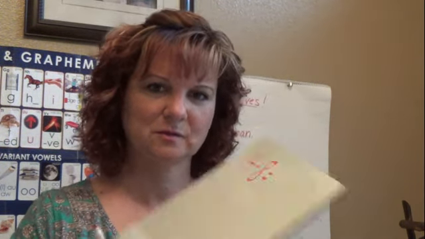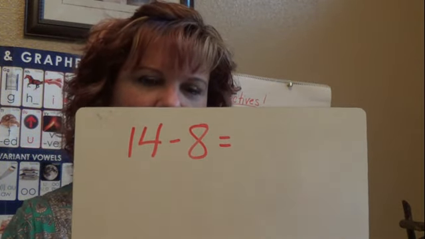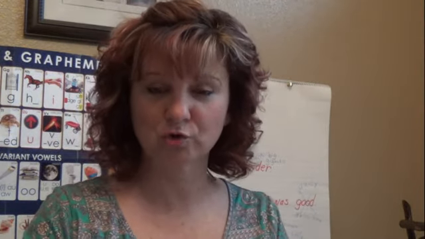Now when I hear "have left," that means there's some subtraction, right? So my question is, 14 sunflowers that I planted and 8 died. So how many do I have left? So our equation is 14 minus 8. Now there's a couple of ways that you could solve this. Could you draw a picture?